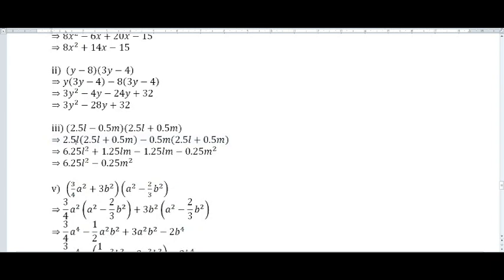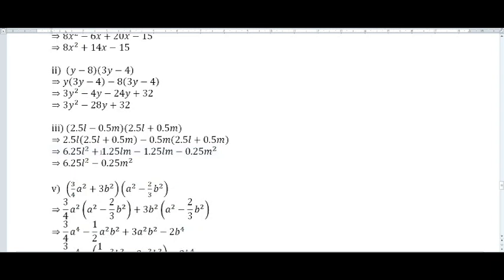So here L is there, here M is there. Both are multiplying together, it will be LM. So the answer will be 1.25 LM minus, here also 0.5 M with 2.5 L, that is 1.25 LM, minus 0.5 into 0.5 is 0.25. M and M together make M square.